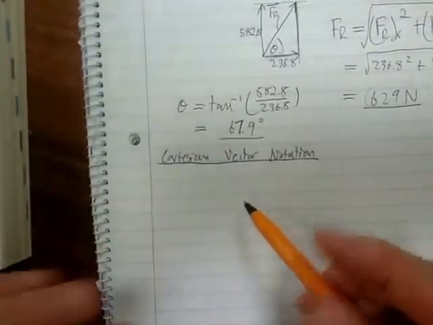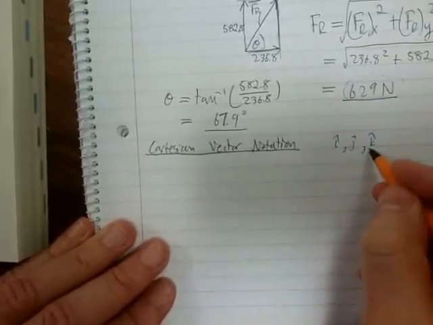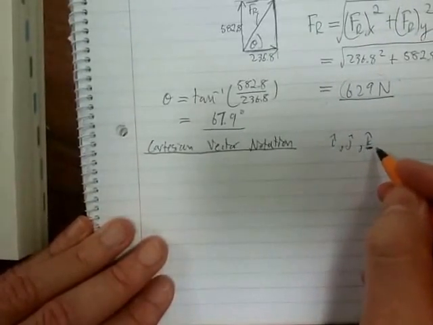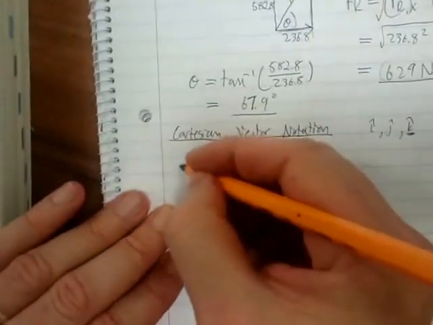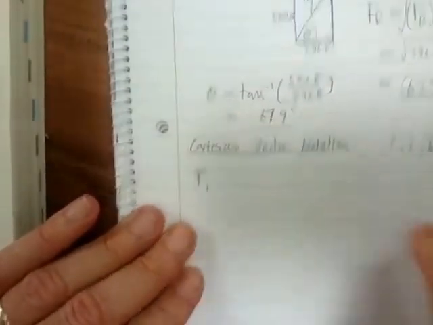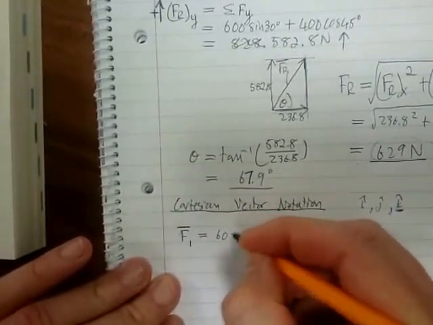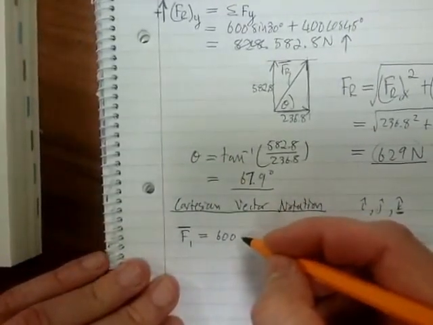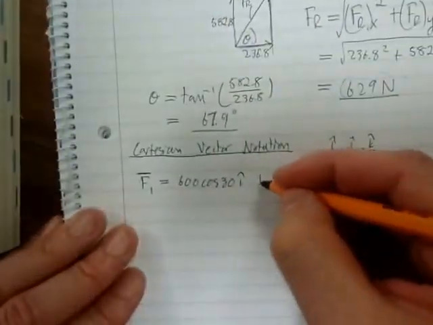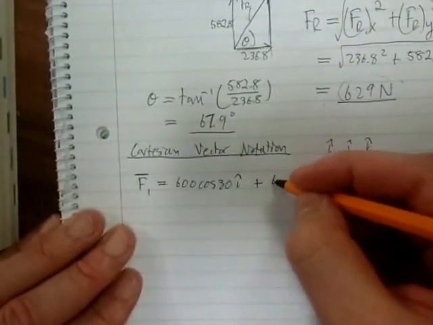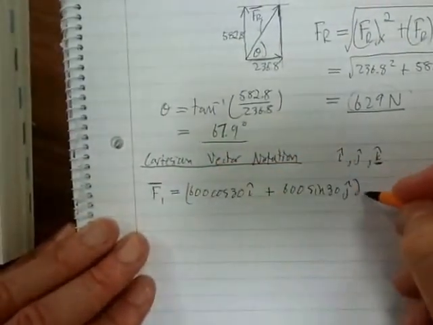It means we need to represent them in terms of our unit vectors I, J, and K. All right, we haven't touched on K, which is the third axis, the Z axis, but let's represent them in terms of I and J. So F1, and I'm going to put a little bar on the top there, equals 600 cos 30 in the I direction plus 600 sine 30 in the J direction, Newton.